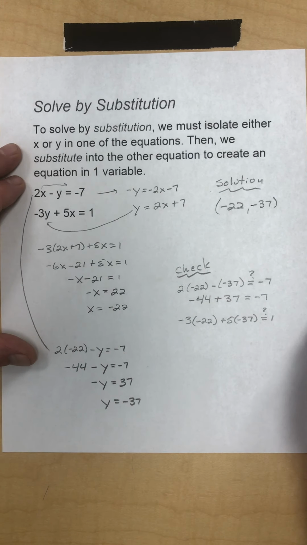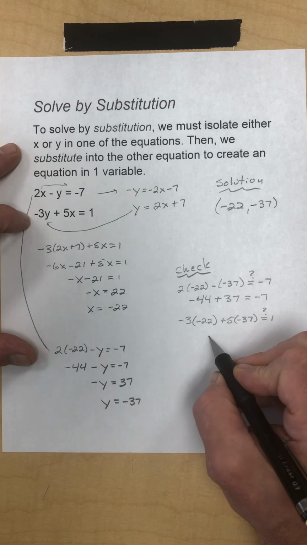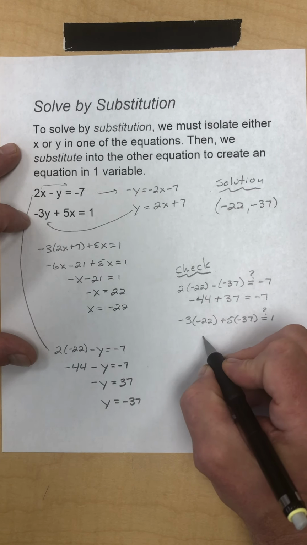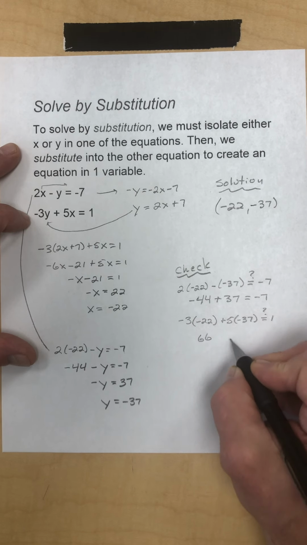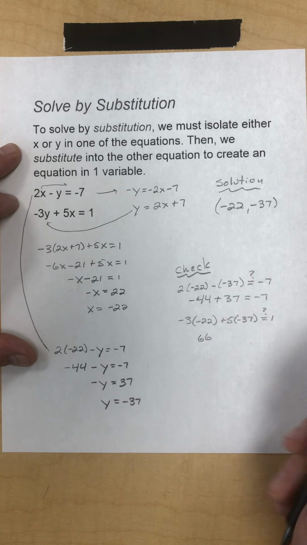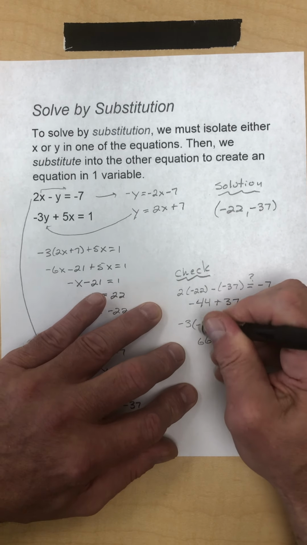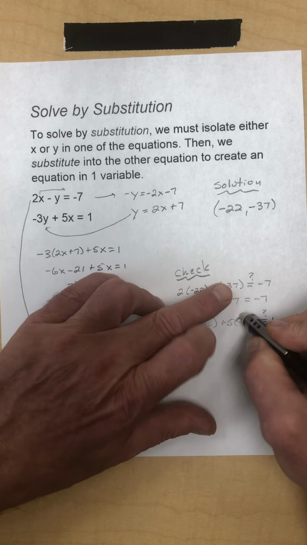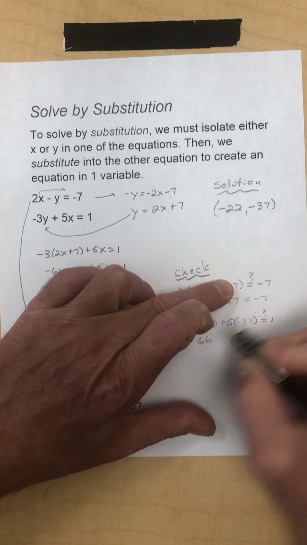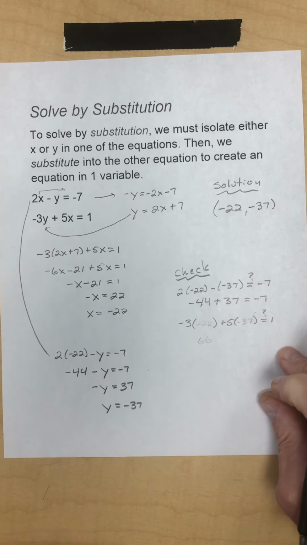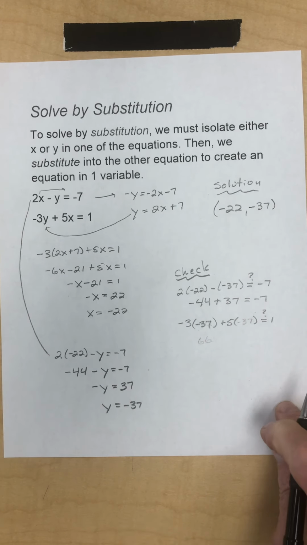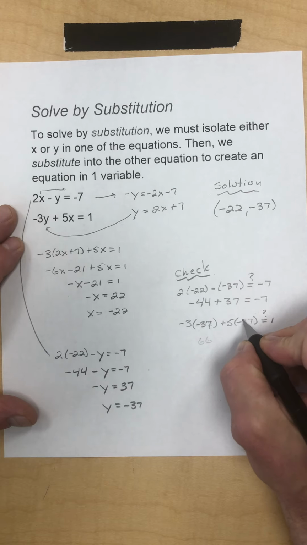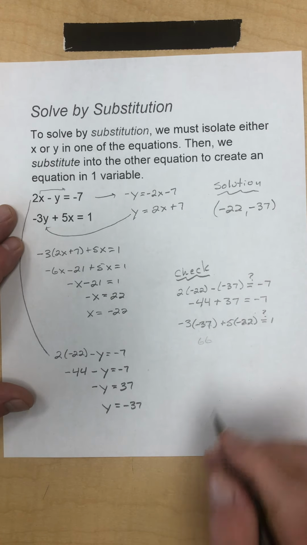Let's see. When I multiply these together, I'm going to get a positive, what is that, a positive 66? Something here isn't working out. I don't like this. This is a positive 66. Oh, that's why. I got the x and y mixed up. That's negative 3y. Notice how easy it was to make that mistake. That's a negative 3y, so the negative 37 should go here. And that's a 5x, so the negative 22 should go here. Notice how easy it was to make that mistake.